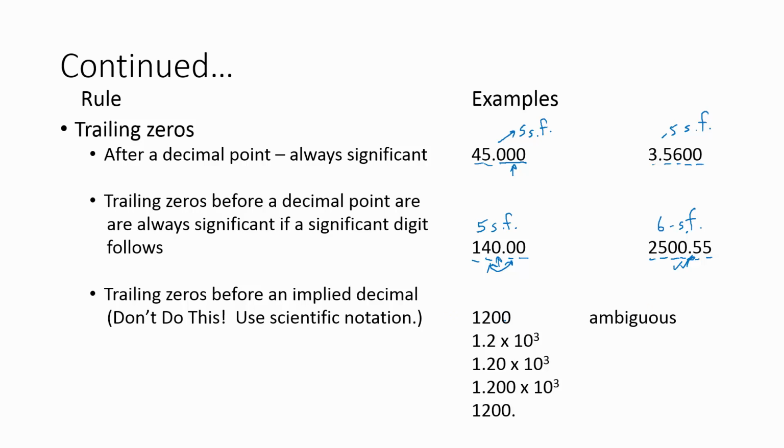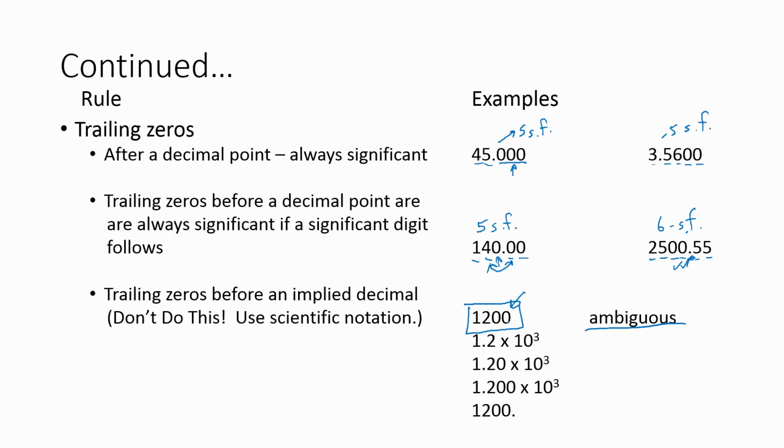Now, what about if we have these trailing zeros, but we're not quite sure? They're before a decimal point, or maybe even before an implied decimal point. So with just this number right here, we're not entirely sure whether or not these zeros are measured. It's not quite clear. It's really kind of actually ambiguous.